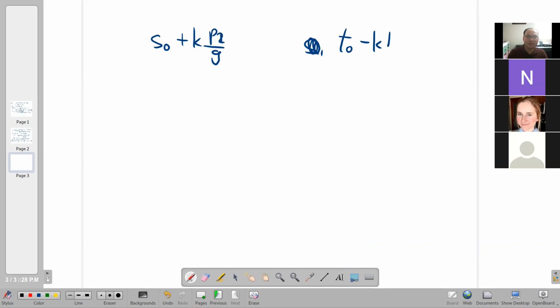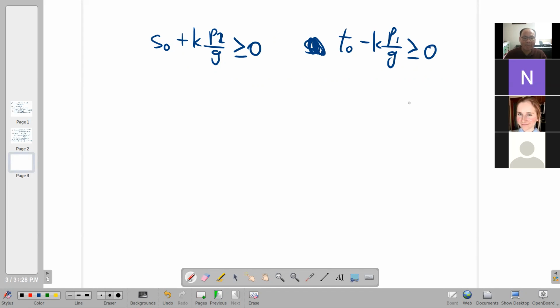T0 minus K P1 over G. Now, what you need to do is choose some values of K to make it work. What does making it work mean? It means that both components are bigger than or equal to 0.